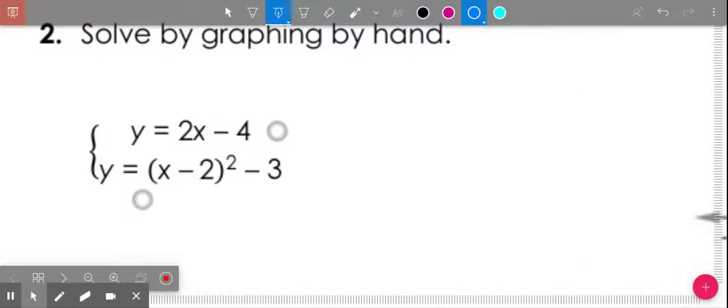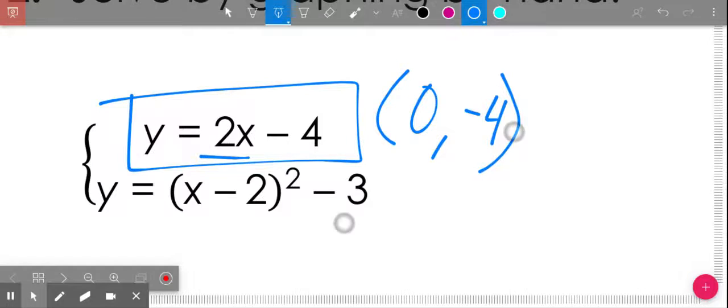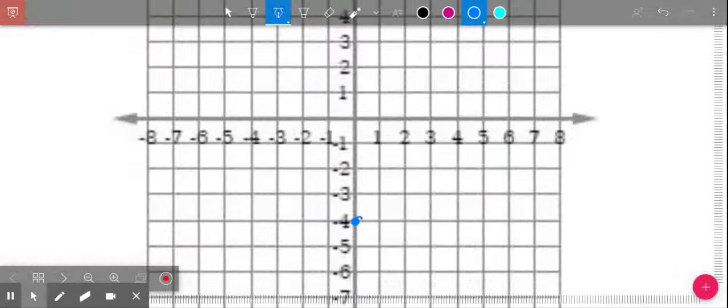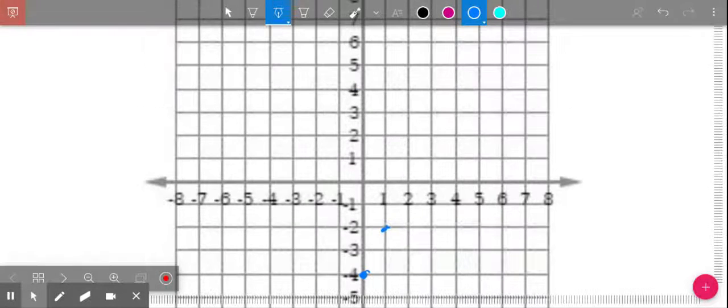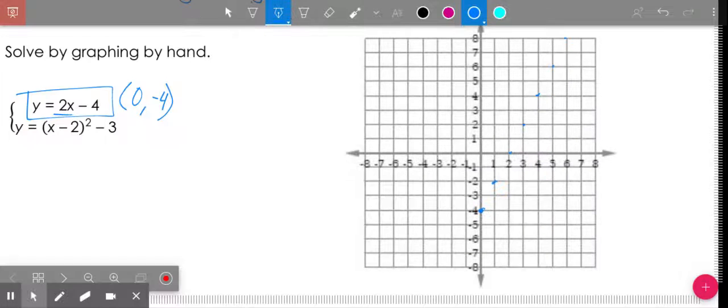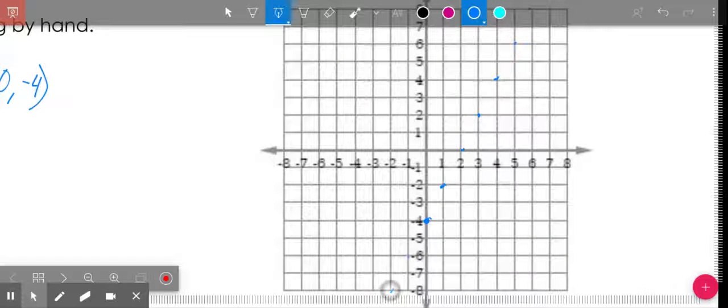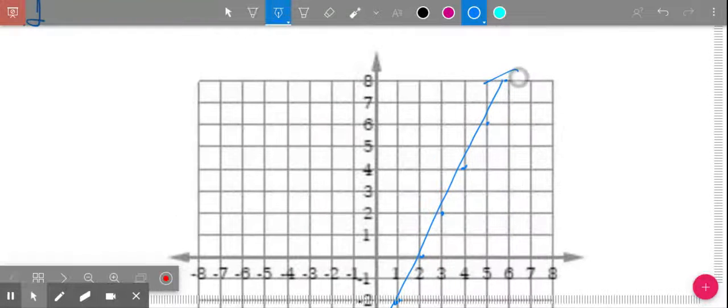The first one, which is going to be our blue line, says y equals 2x minus 4. This is our linear function. We know our y-intercept is going to be 0, negative 4, and our slope is 2. So we're going to start at 0, negative 4. Our slope is 2, so we're going to rise 2 and run 1: up 2 and over 1, up 2 and over 1, and so on and so forth. Then we're going to connect our points so we have a nice straight line. All right, that one didn't turn out that bad.